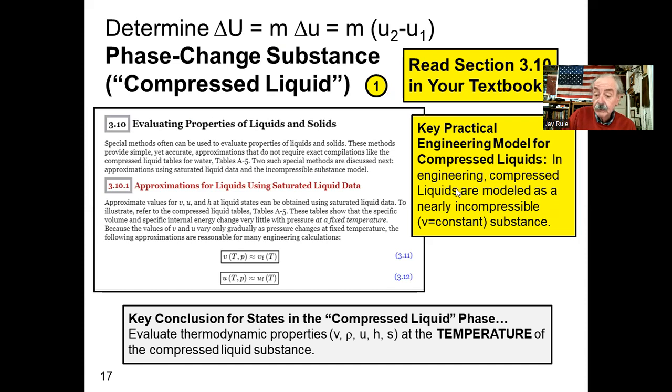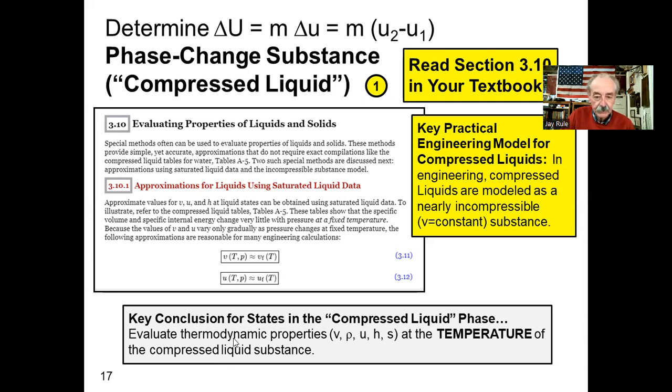In engineering, compressed liquids are modeled as nearly incompressible substances, or in other words, v equals constant, specific volume equals constant. That also means density equals constant. So for these compressed liquids, you're going to evaluate U at the temperature of the compressed liquid substance. Evaluate U at the temperature, not the pressure, at the temperature of the compressed liquid substance.